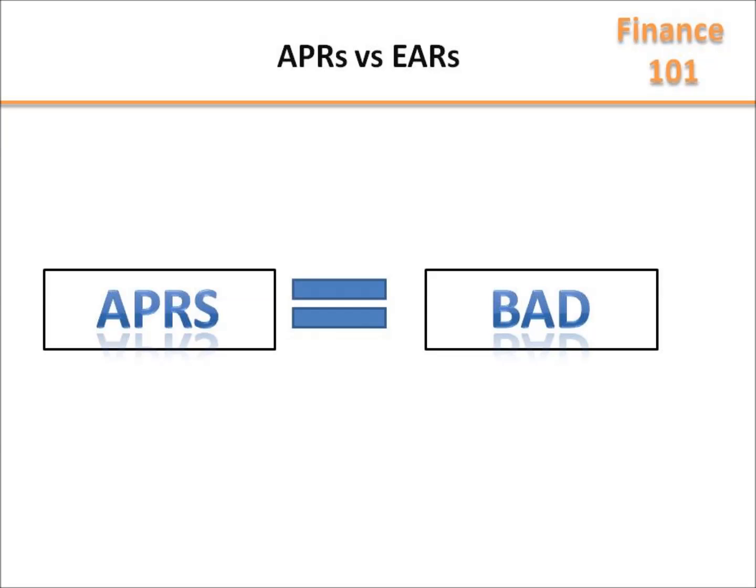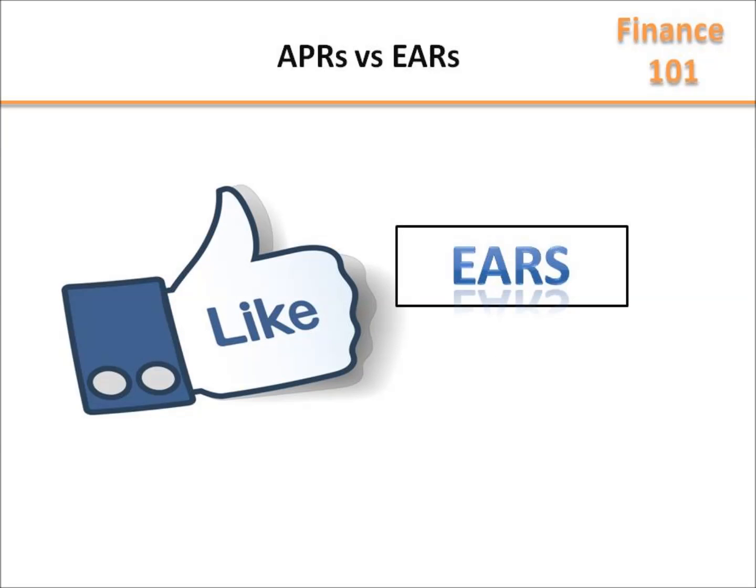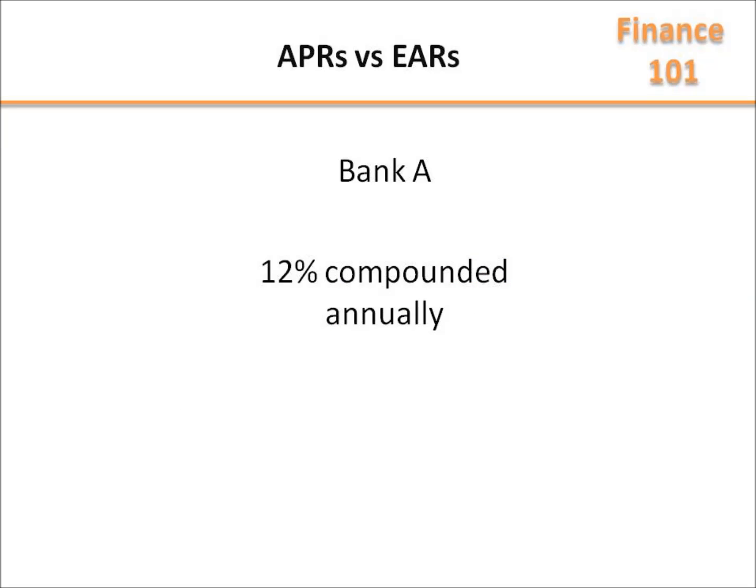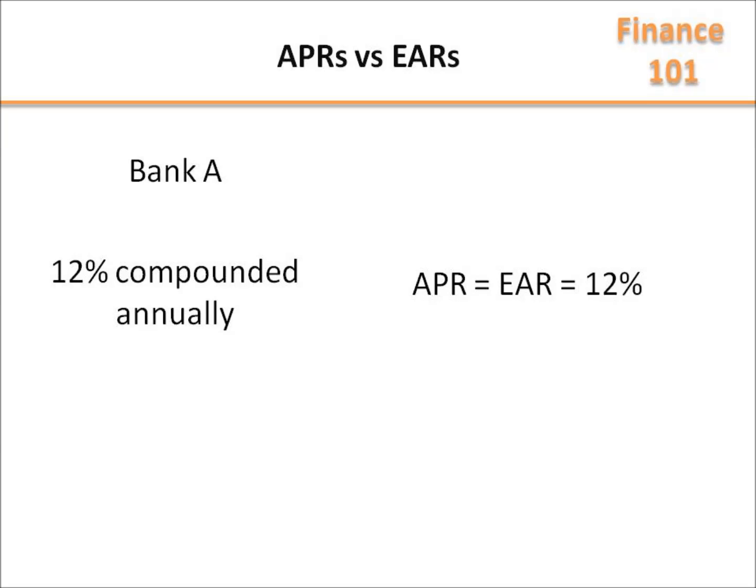When calculating how much a loan will cost in interest, we should calculate the effective annual rate, the EARs. EARs take into account compounding interest over the year. APRs and EARs are not equal for any rate compounded more than annually. For example, if Bank A offers a 12% rate compounded annually, there is no compounding done during the year, and the APR and EAR is the same, both at 12%.